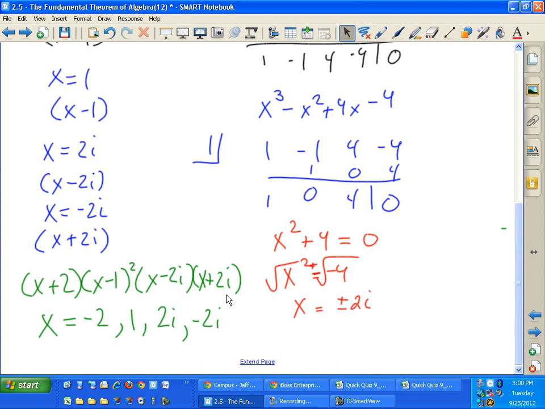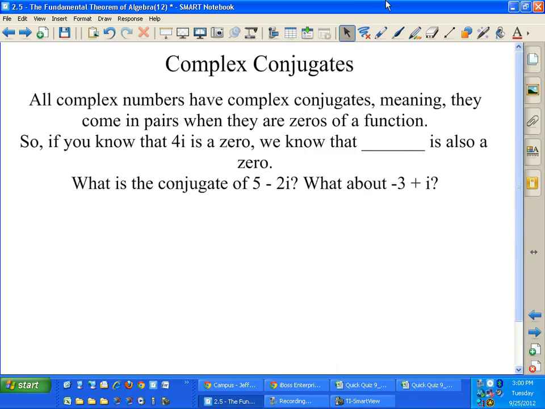I still have complex conjugates to talk about, and that kind of led into when we had the solution of x squared plus 4 equals 0. Well, that would be x squared equals negative 4, and so x comes out to be plus or minus 2i when I take the square root of both sides. Well, these guys, 2i and negative 2i, are complex conjugates of each other, just like if you have 4i, its complex conjugate is going to be negative 4i. And anytime you have an imaginary 0, you will have its conjugate as that 0 also.